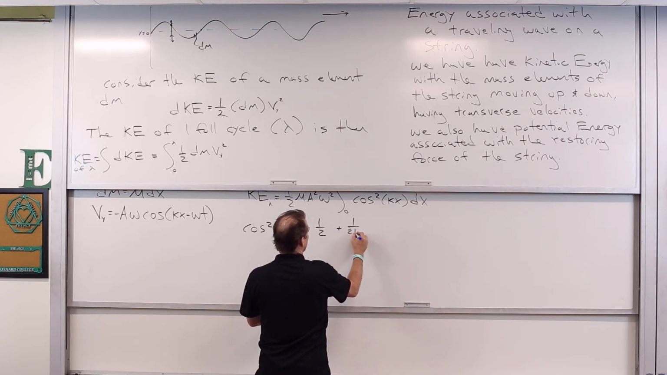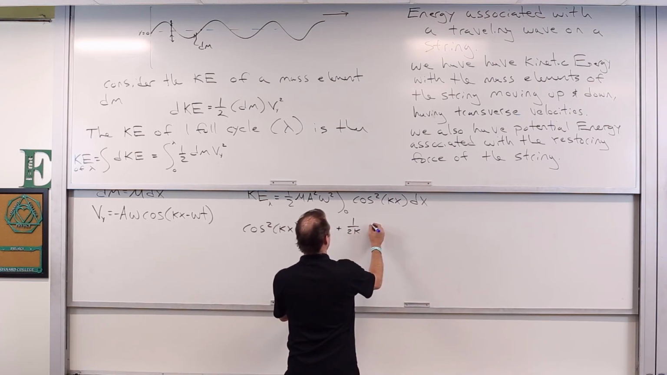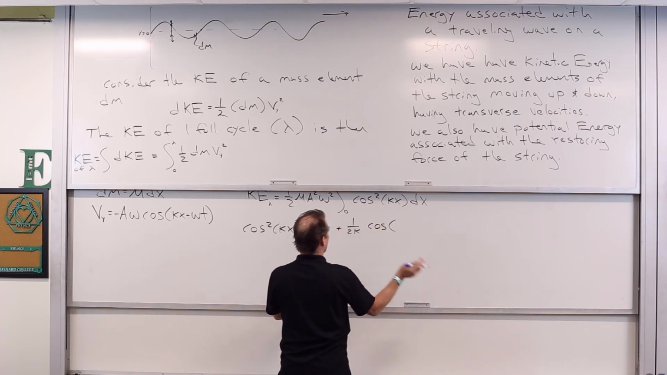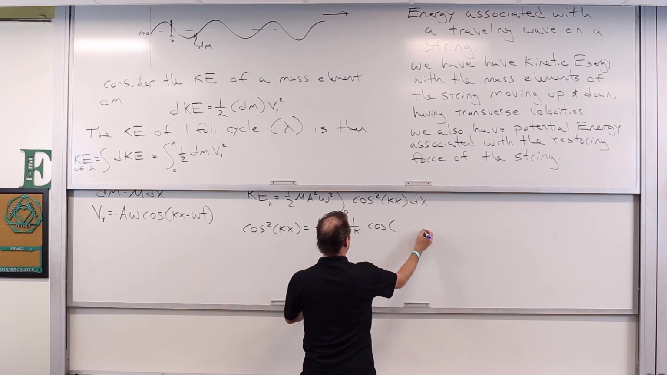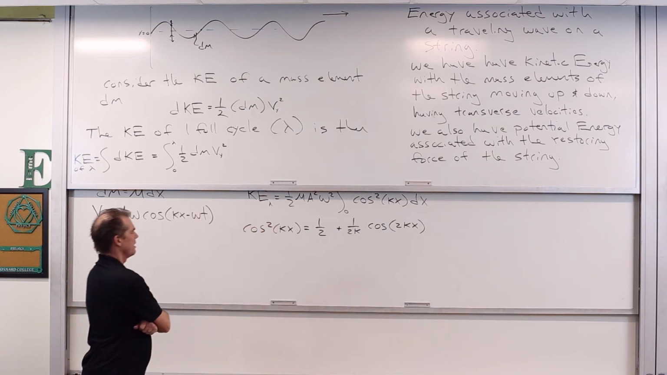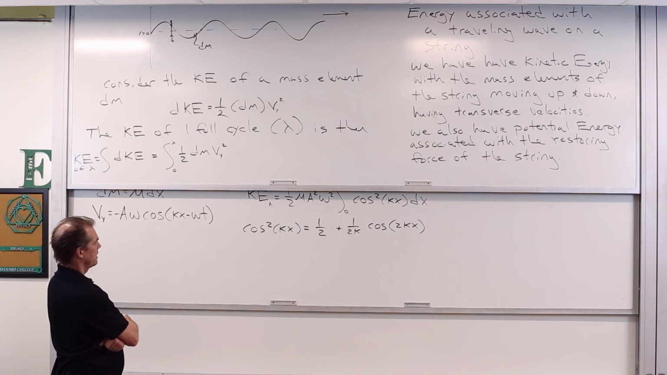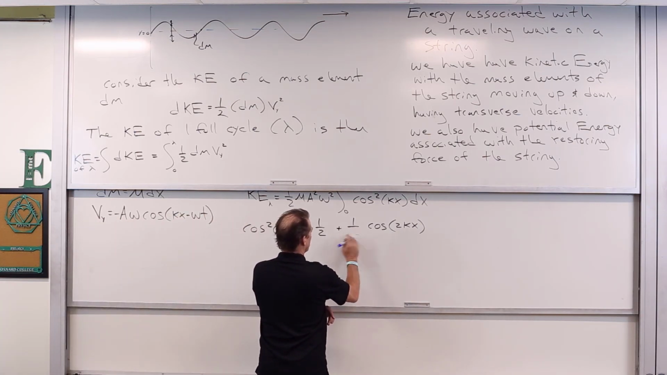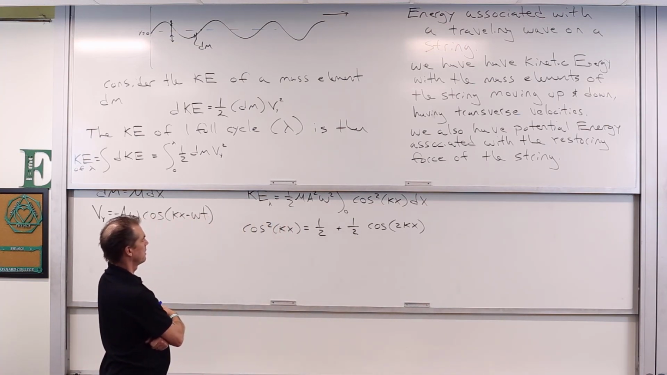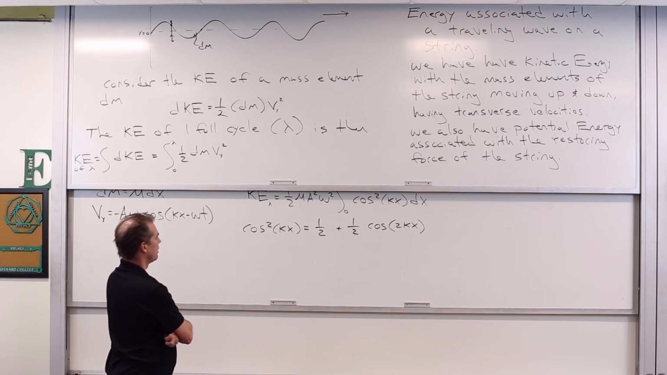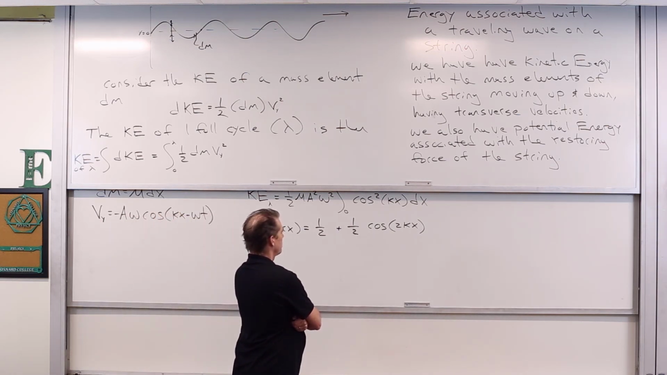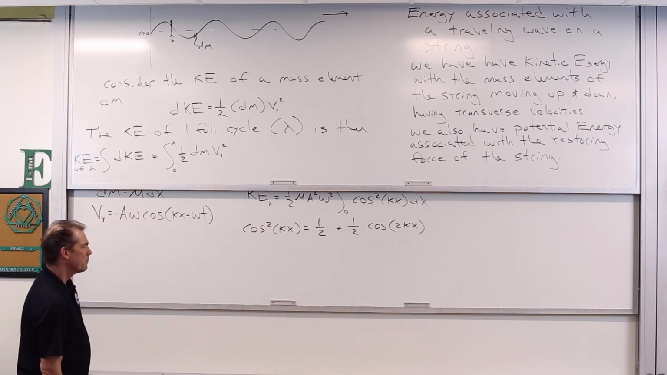We can write that the cosine squared of kx is equal to 1/2 plus 1/2 the cosine of 2kx. All right, so let's roll with this. Pretty sure that that's good.